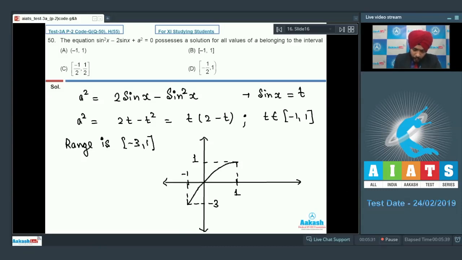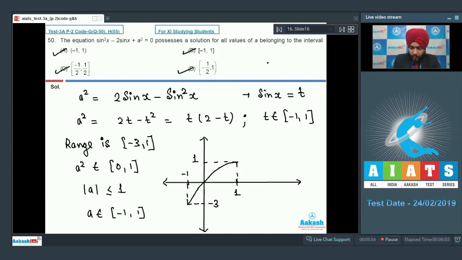But on the contrary, we have a square on the left hand side. So a square is a non-negative number. So clearly a square and this particular range have a common interval of 0 to 1. That means mod a is less than equal to 1 is the solution. A belongs to minus 1 to 1. This is the final answer. Option number A is correct, B is correct, C is correct, D is correct. All 4 options are correct. You just have to compare the range. It is a very simple question.